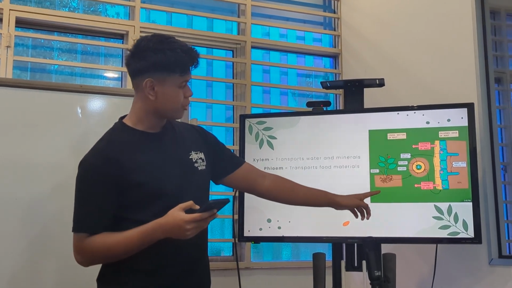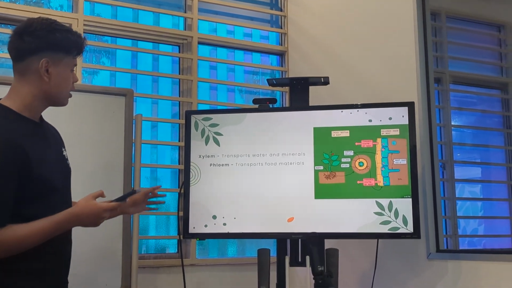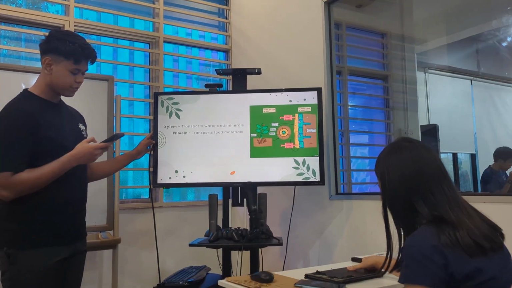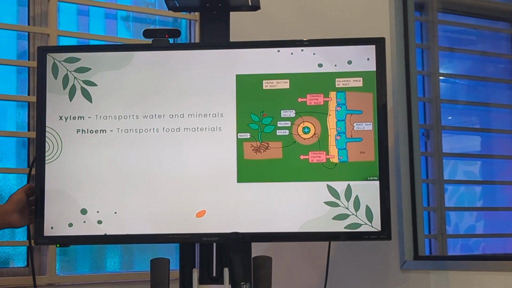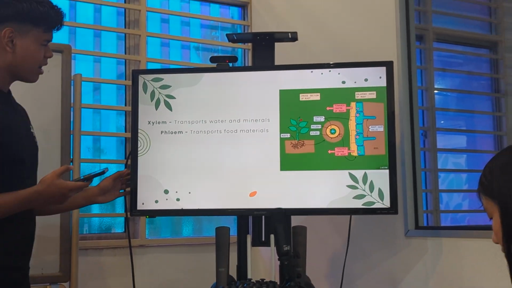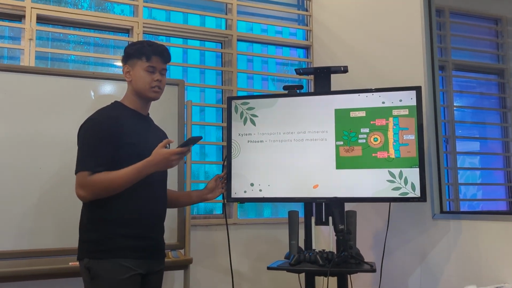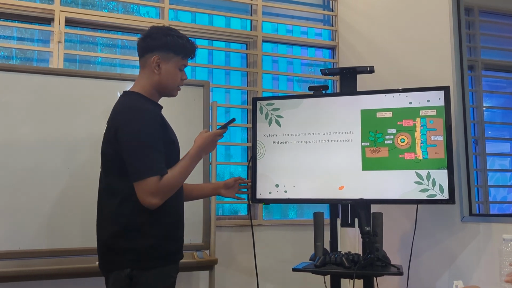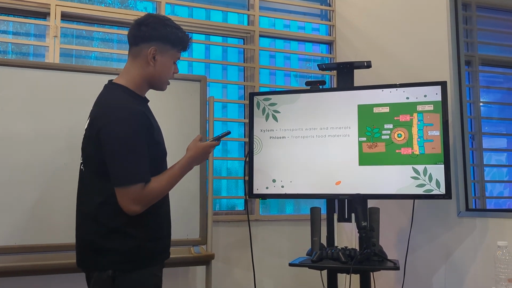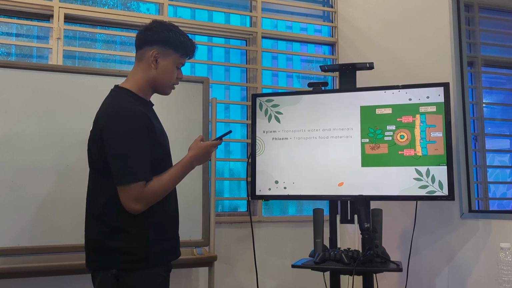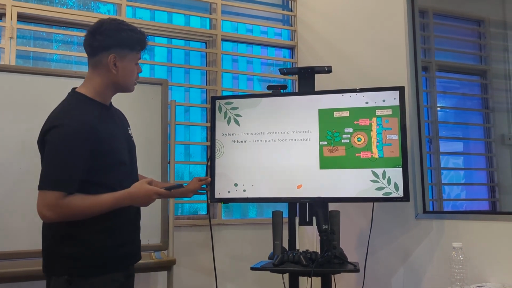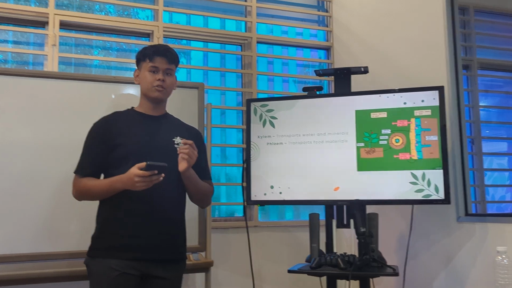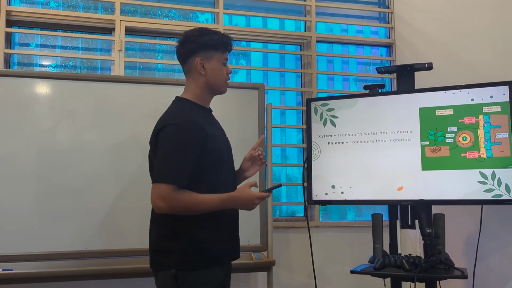This picture, I'll talk more about it later when we talk about the roots. So phloem vessels transport food materials, mainly sucrose, which is also another word for sugar, and amino acids, which is another word for protein, which is made by the plants from photosynthesizing leaves to non-photosynthesizing regions in the roots and the stem. Okay, next.